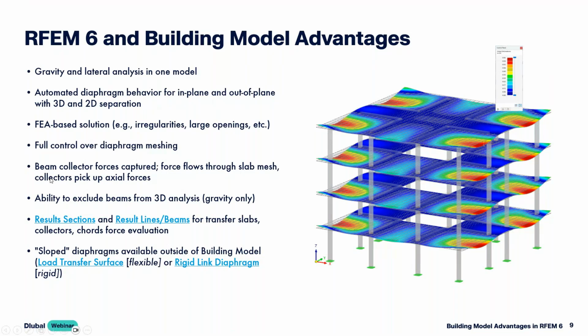We talked a little bit about those beam collector forces being captured. Again, we are directly modifying the stiffness matrix of the floor element, but still applying FEA. Therefore, the force flows through the slab mesh and those collectors do pick up those axial forces, whereas in other software, we may see them bypassed. We also have the ability to exclude beams from the 3D analysis. We talked a little bit about that with the semi-rigid and rigid diaphragms. If we want to exclude any beam members from those lateral loads, we could do so and apply them only to that local 2D model.